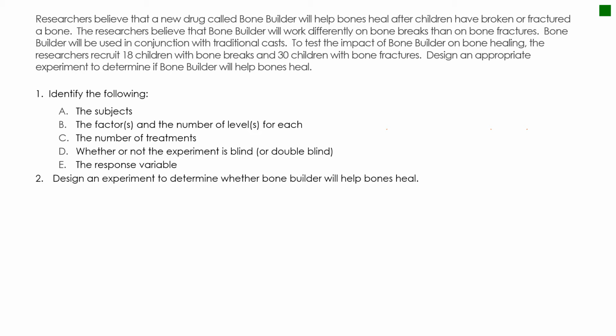So first, before we design our experiment, we have to answer these questions. Who are the subjects? In this case, it should be those 18 children with breaks and 30 children with fractures. The factor or factors and the number of levels for each. So what are the factors? Did you get Bone Builder or did you not get Bone Builder? That's it. So there's one factor, 2 levels, which is not Bone Builder, yes, Bone Builder.